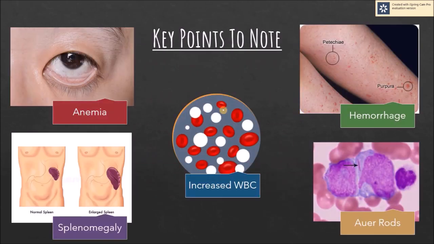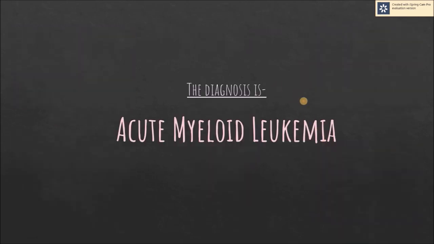Let's see the key points here. There is anemia, that's pallor. There are multiple petechial hemorrhages. There is splenomegaly. There is increased WBC count. And there is needle-like inclusion in cytoplasm, which are known as Auer rods. So this all points towards the diagnosis, that is acute myeloid leukemia.